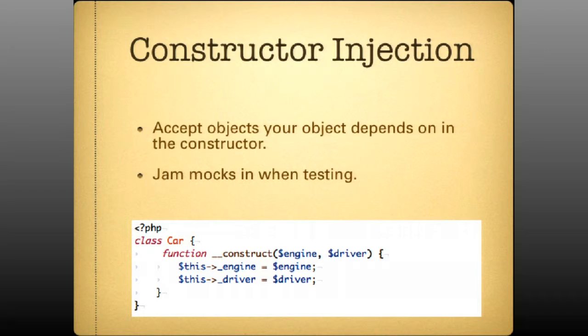So constructor injection is the traditional dependency injection pattern that all the Java people are like, you must do this. So basically, you accept objects and your object dependencies in your constructors. This lets you construct objects and pass in things into them when they're built. So here we have a car. It takes an engine and a driver. If we wanted to mock out the engine, we could just pass a mock engine in. If we wanted to mock out the driver, we could pass a mock driver in. And that's one way of doing mocks.